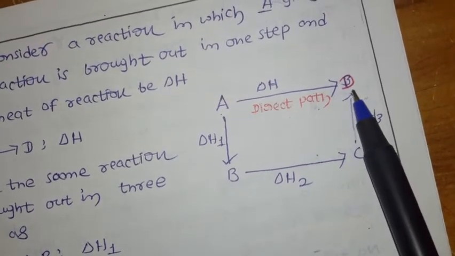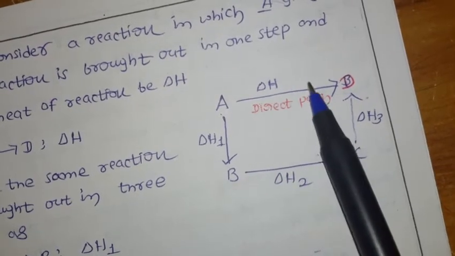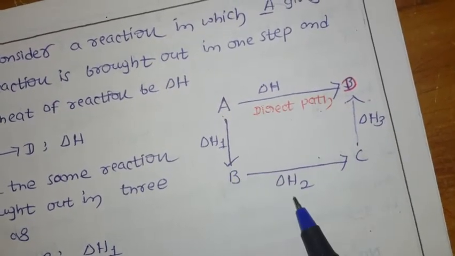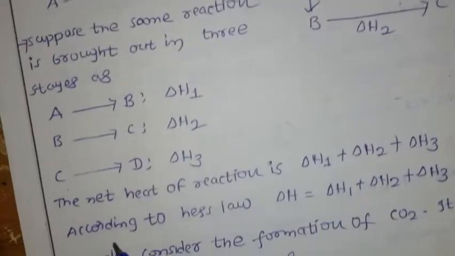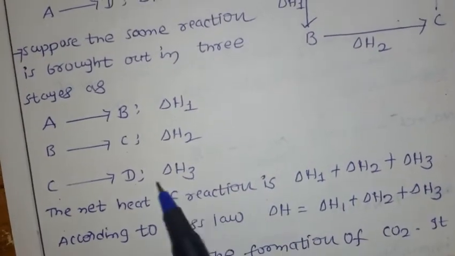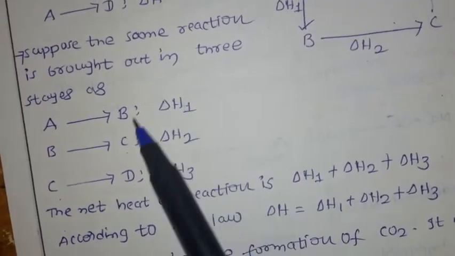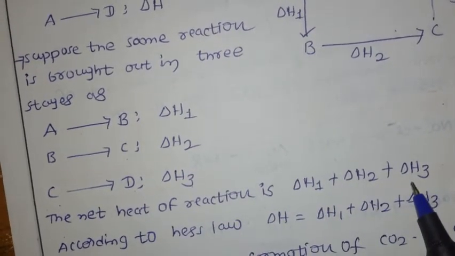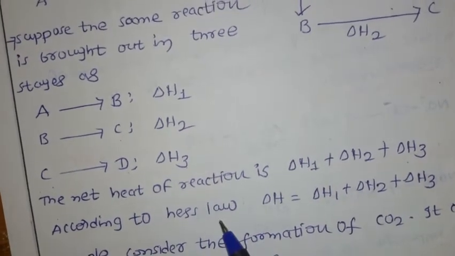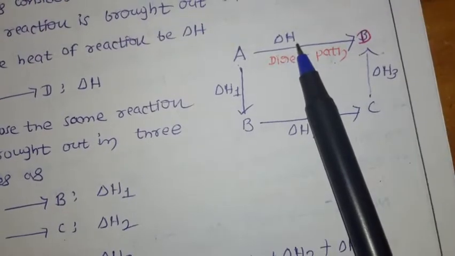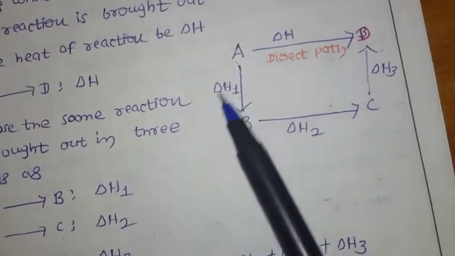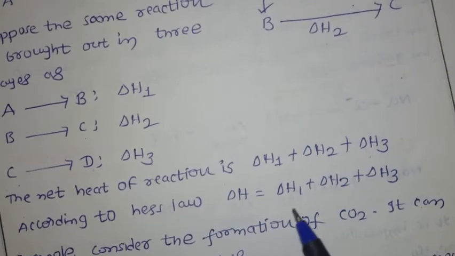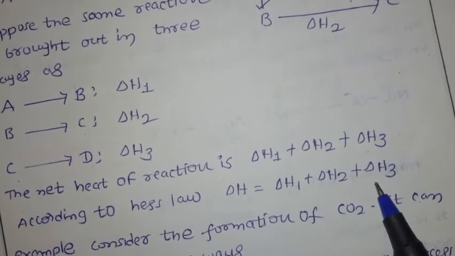Now what does Hess's law say? This delta H value is equal to delta H1, delta H2, delta H3 combined, so the net heat of reaction. In this reaction, the net heat of reaction delta H is delta H1 plus delta H2 plus delta H3. So according to Hess's law, delta H should be the sum of all the delta H values. So delta H should be equal to delta H1 plus delta H2 plus delta H3.